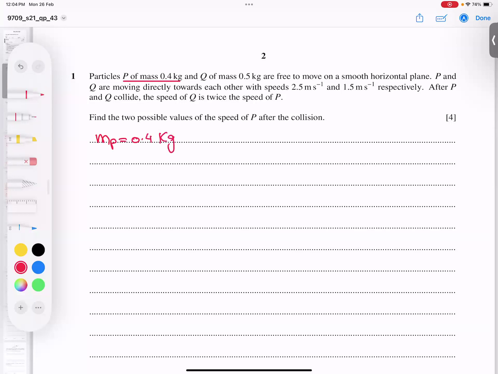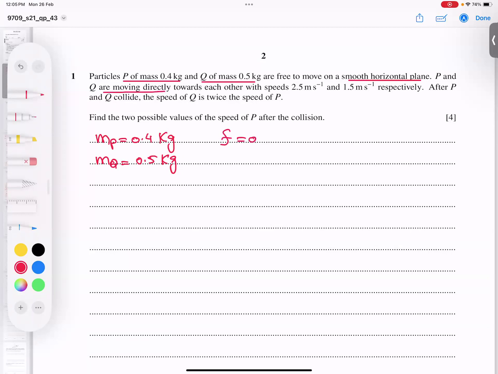Read and write the best ideas in mechanics. The mass of the Q particle is 0.5 kilogram. If you want to save your time, don't write kgs. They are free to move on a smooth horizontal plane, so friction is equal to 0.